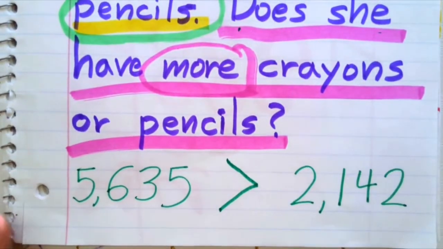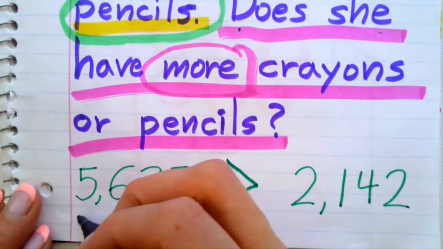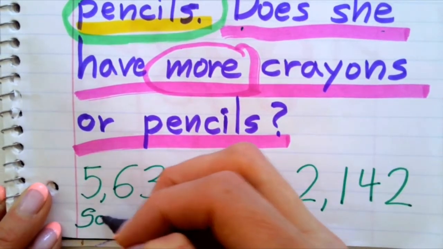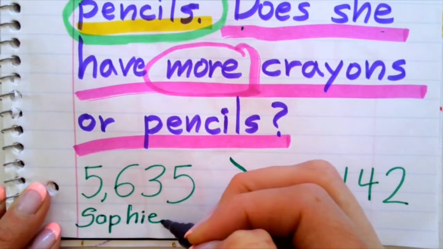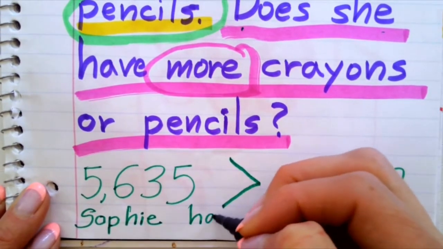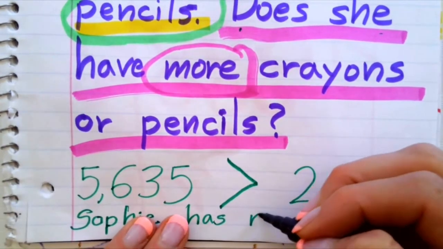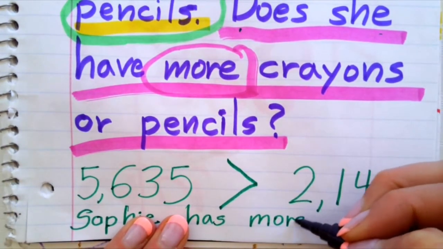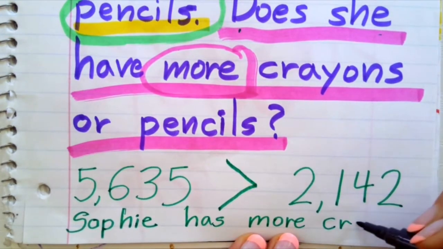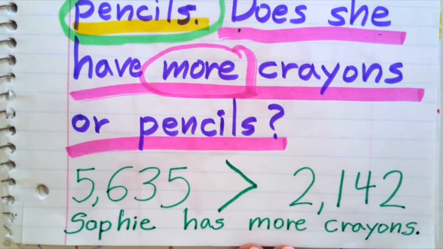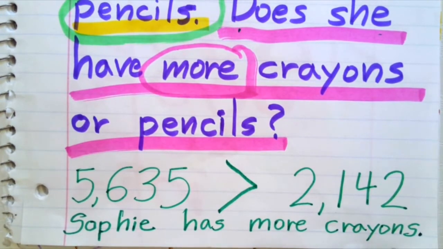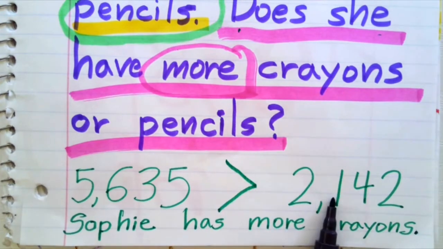We need to write a sentence answering the question. Sophie has more crayons. We have answered the question with a sentence, and we have shown our answer with mathematical symbols and numbers.